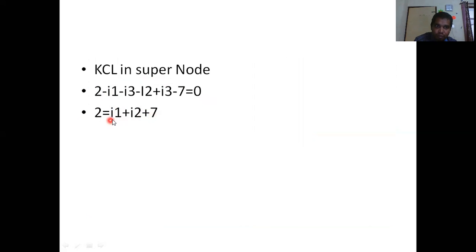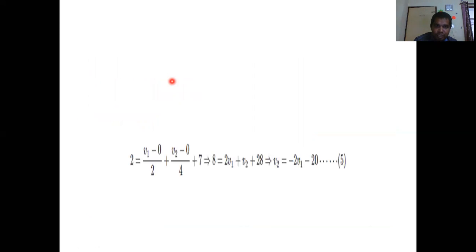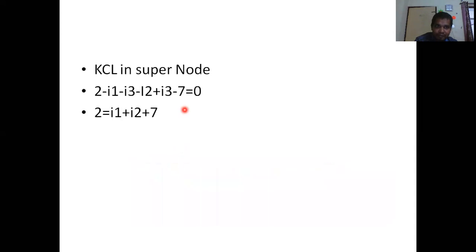So you have 2 equal to I1 plus I2 plus 7. This is the current equation for your Kirchhoff's current law in the super node, right? Super node equation we have written. Now we need to write, replacing the I1 and I2 in the form of voltage.